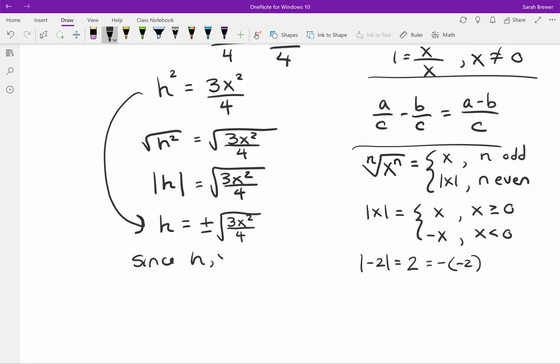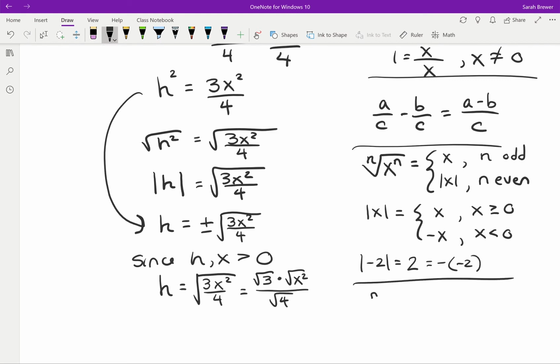Okay, so for our purposes, again, h and x are always going to be positive. They're not even greater than or equal to 0, because if either one of them were equal to 0, we wouldn't have a triangle. So since those are always positive, I'm going to say h is just equal to the positive square root of 3x squared over 4. Since everything inside is multiplied and divided, I can break it up. So that's the square root of 3, square root of x squared, over square root of 4.